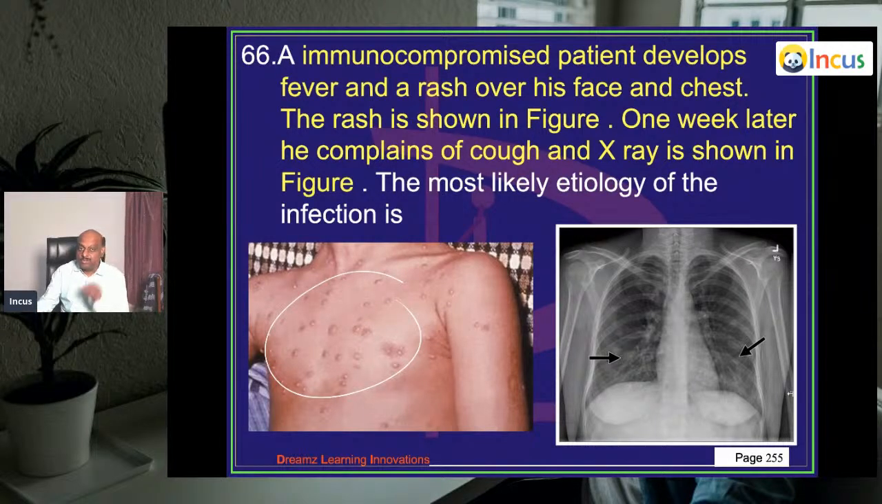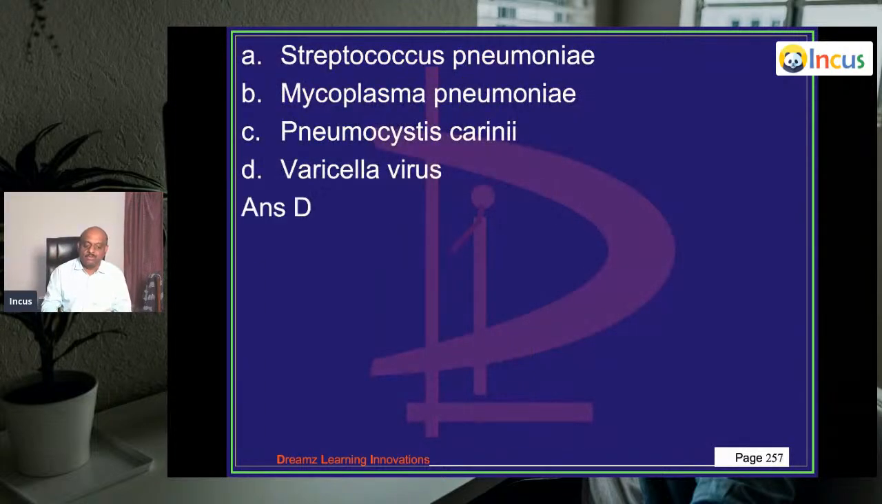It is like the dew drops on a rose petal: chickenpox, a pleomorphic rash, chickenpox. And chickenpox can cause pneumonia. That's what you need to remember. So varicella is also called chickenpox.